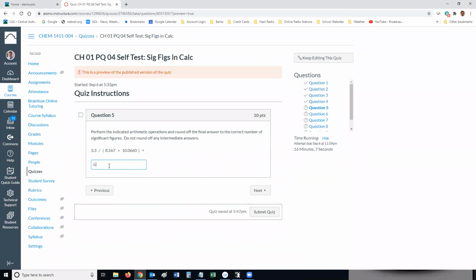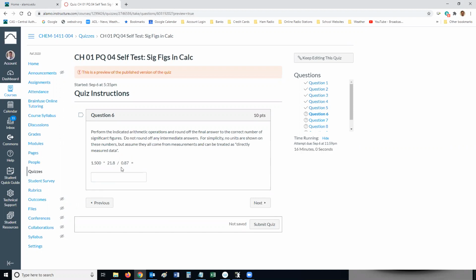Okay, 0.18. And then let's go on to question 6. Now we got another simpler one because they all follow the same rule. So those are the ones that are easy. When you have mixed arithmetic, where you have some parts of the problem that follow one rule and some that follow another rule, that's when you have to stop and think a little bit. Multiplication and division follow the same rule. It's just one rule that says that the answer can only have as many significant figures as the number with the fewest significant figures. So 1.500 has 4 significant figures, 21.8 has 3, and 0.87 has only 2, because zeros at the beginning of a number are not significant. So we're going to be limited to 2 significant figures in our answer. So now it's just a matter of putting it in the calculator.